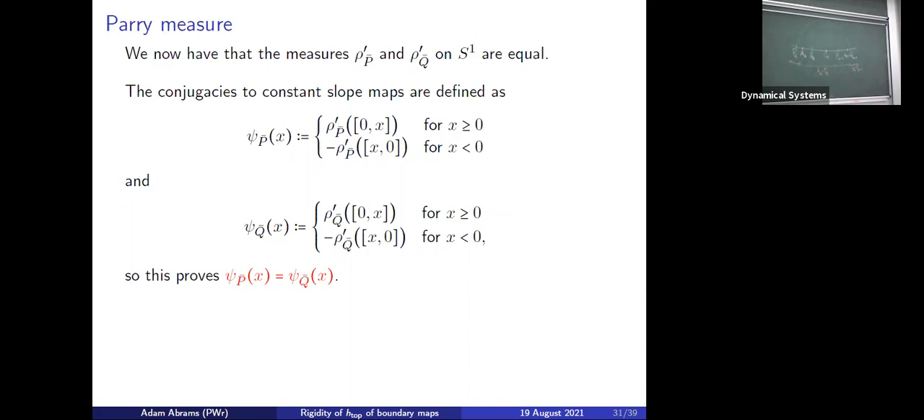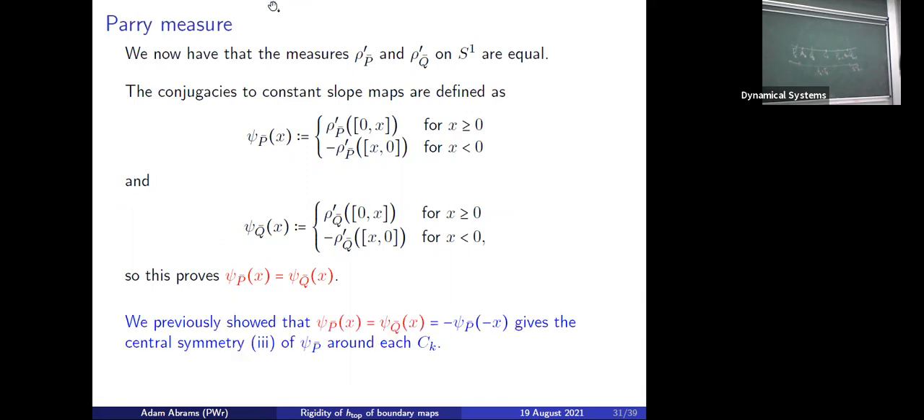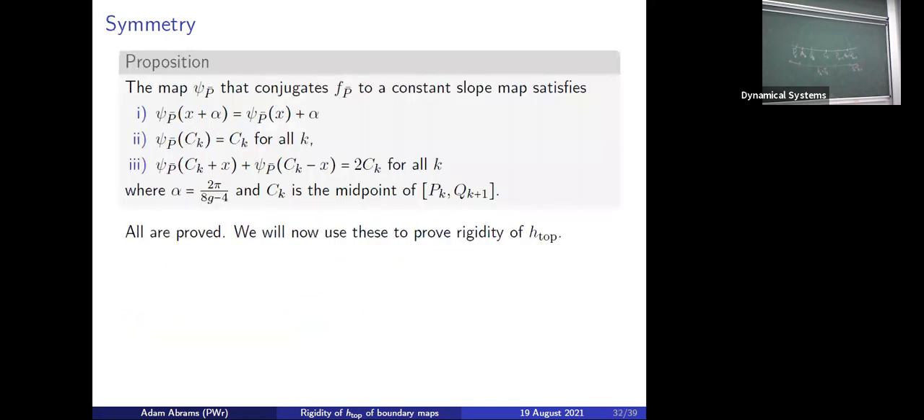So I'm just going to jump to that fact, that psi P and psi Q are equal. And as I mentioned, that pretty much is what you need in order to say that psi P has central symmetry. So once we know that psi P has central symmetry, we're actually ready to prove the main result, the rigidity of topological entropy. And you'll just have to believe me that the proof of property 3 works.